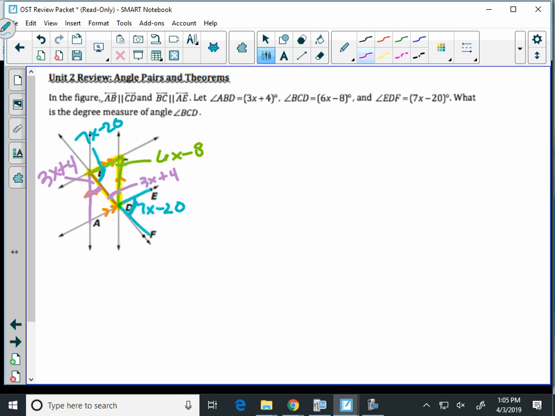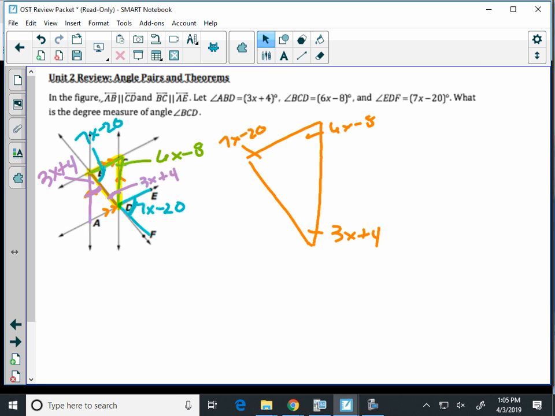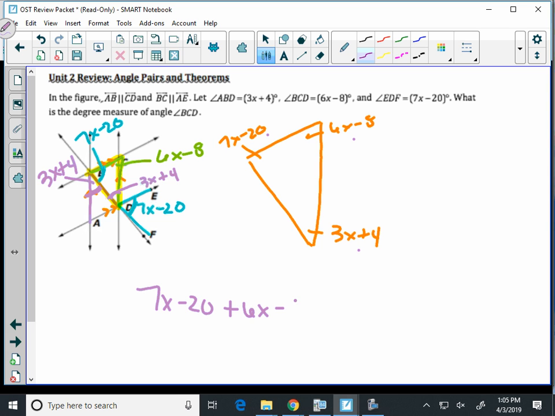So now I have all three of these angles inside that triangle, and it might help if you draw it off to the side. This is 6x minus 8. This is 3x plus 4. And that is 7x minus 20. I got all those angles inside that triangle. Now that they're all inside of a triangle, I know that all the angles of a triangle add to 180. So I can add all three of these together and then set them equal to 180.